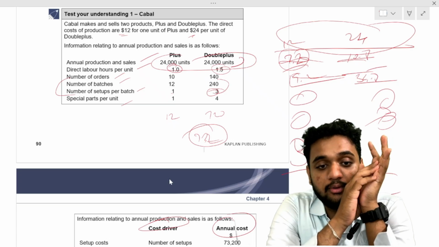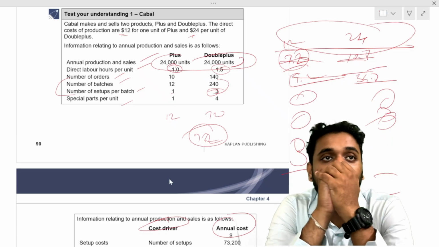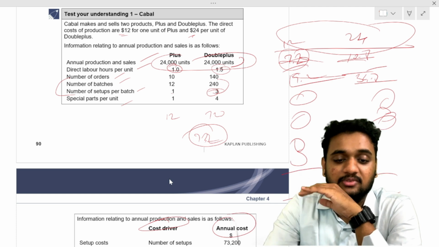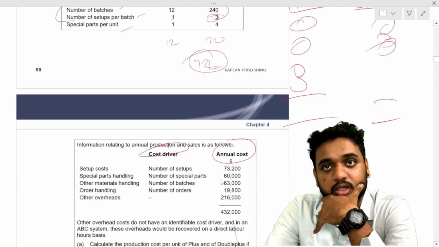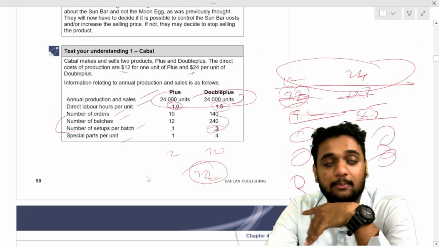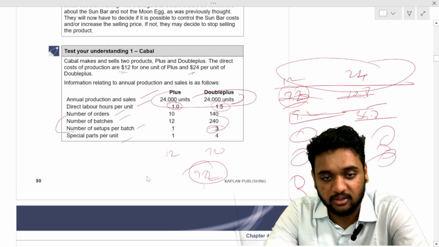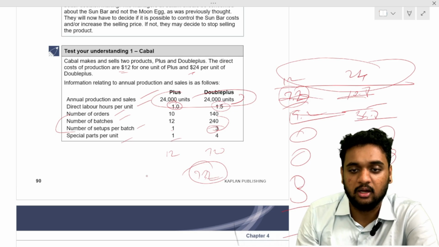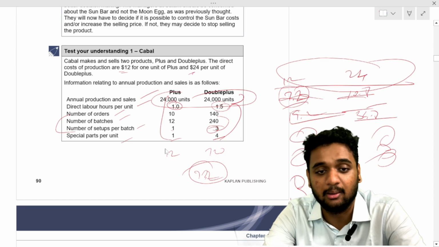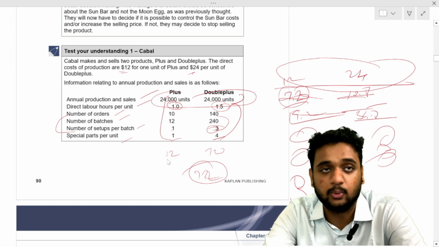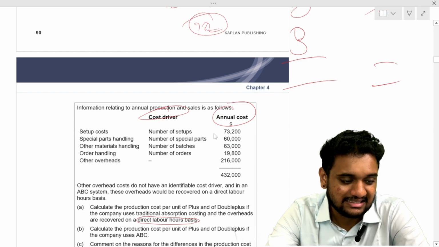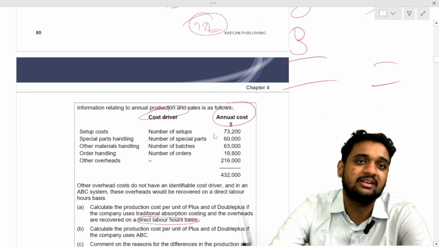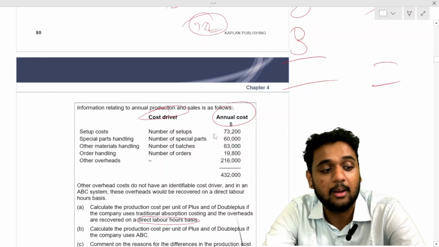Number of special parts. Total special parts handling cost should be divided by the total number of special parts. Tell me the total number of special parts. Special parts per unit is 1 and 4. 1 into 24,000 and 4 into 24,000, if you do, you get the total number of special parts as 1,20,000. Special parts cost is 60,000. 60,000 divided by 1,20,000 is 0.5.